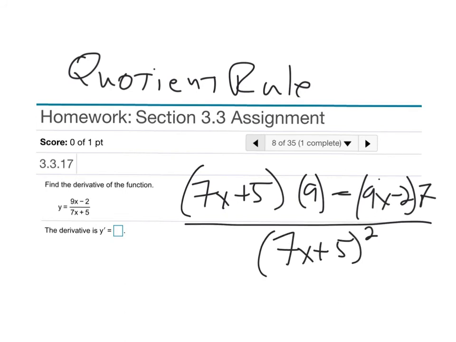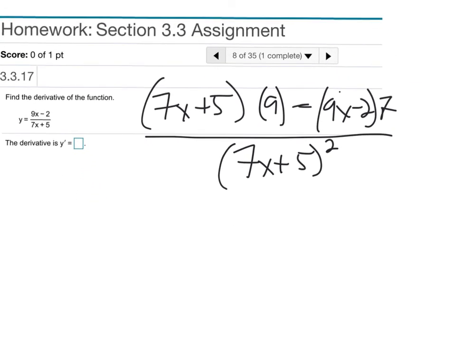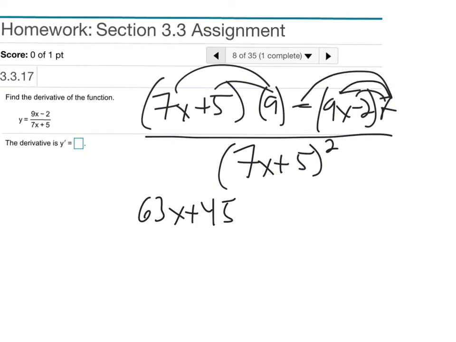And of course, they're making us clean it up. My suggestion is don't clean up the bottom. Leave it as the factor squared. The top, we have to remove parentheses, find like terms, and combine them. So what is that? If I distribute that 9, it's going to be 63x plus 45. And then I'm going to distribute a negative 7 through each of these, so minus 63x plus 14, and then let's get our like terms together. Oh, that's nice, seriously.